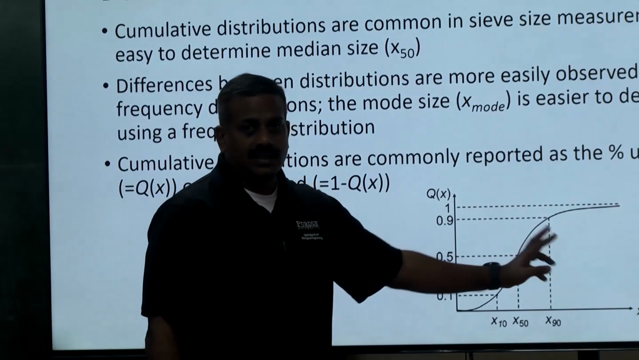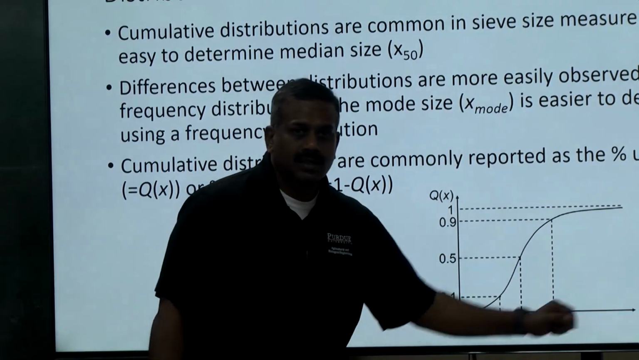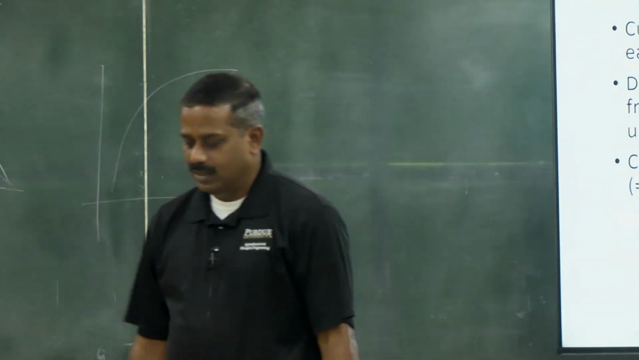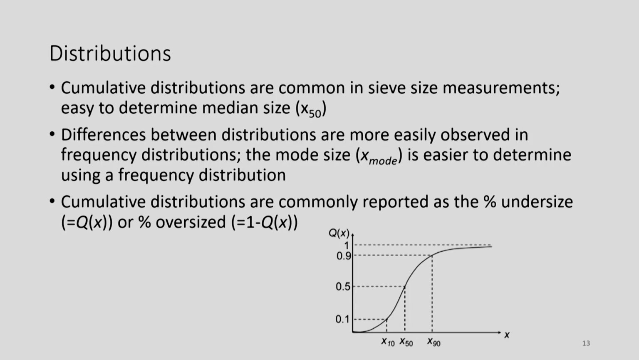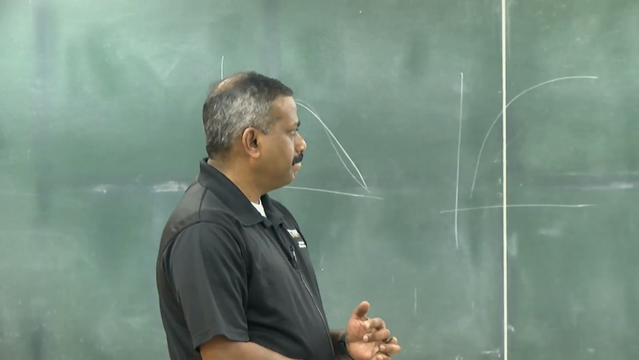Mostly for undersized. If it's cumulative for oversized, the curve will be reversed, falling from the top to the bottom, right? So you can use it for both undersized and oversized calculations, okay? Any questions? So in general, frequency distributions make it easy to obtain the mode, median, etc., but cumulative distributions are easier for getting D10, D50 and D90. You may not be able to get that from frequency distributions, but you can from cumulative distributions, okay?